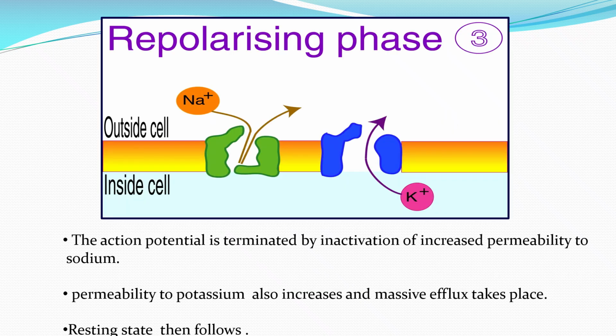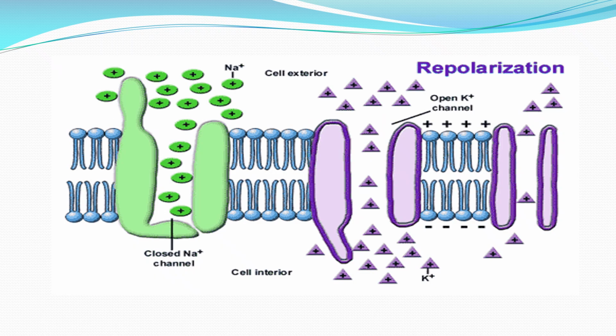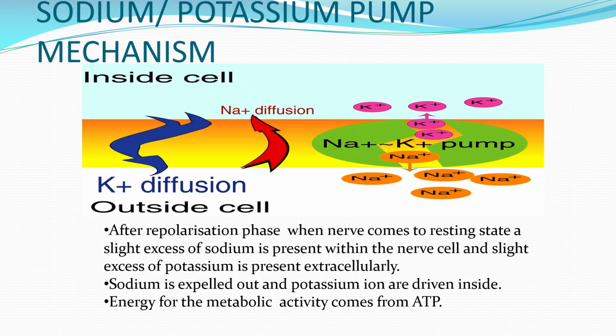Next, once the conduction has taken place, the action potential is terminated by the inactivation of the increased permeability to sodium. The permeability to potassium also increases and a massive efflux happens. Then the resting state follows again. The innermost gate of the sodium channel closes and doesn't allow the sodium ions to gain entry, and there is a massive movement of potassium ions back to the axoplasm of the nerve.